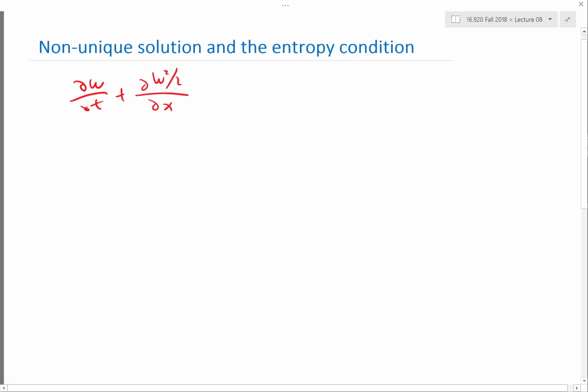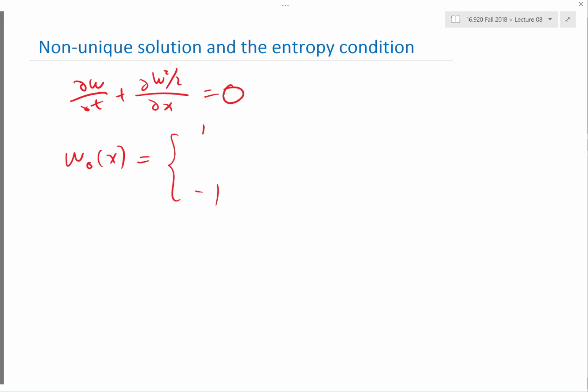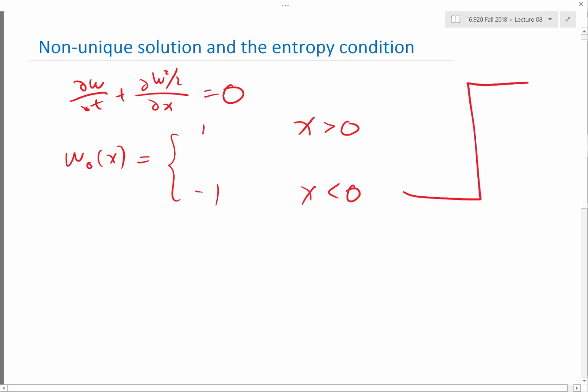W squared over 2 equal to 0. Okay, Burgers equation. And the solution I want you to consider is W0 of x equal to either 1 or minus 1. Previously, we had the 1 on the left-hand side and the minus 1 on the right-hand side, right? So the left is always crashing into the right by moving in opposing directions. But now let's consider it's 1 on the right and minus 1 on the left. So I have a solution that looks like that.